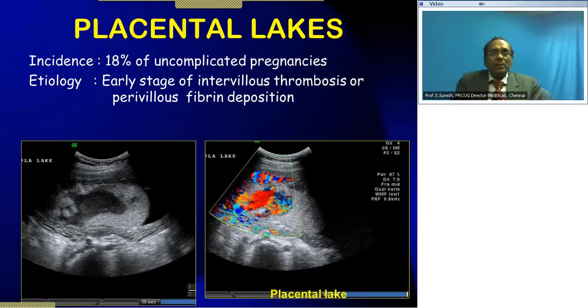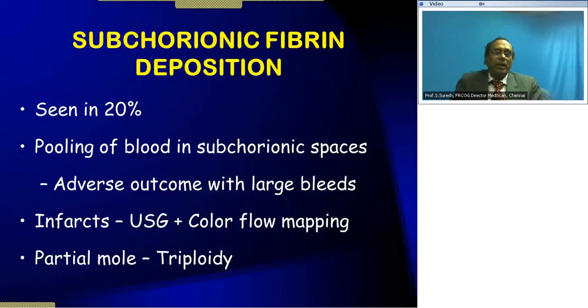In fact, if you see placental lucencies with flow inside, you should be quite happy that these are only placental lakes and we can give them a sign off. Now, subchorionic fibrin deposition is seen in about 20% of the placentae you see. It's quite a large number, where there's pooling of blood in the subchorionic spaces.